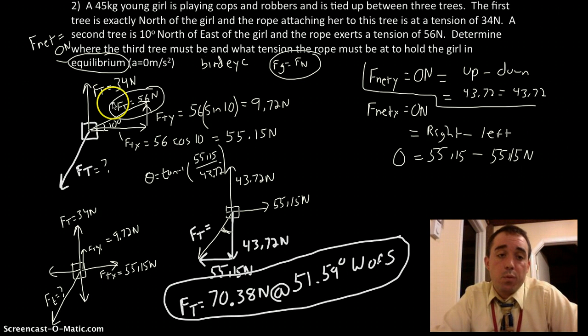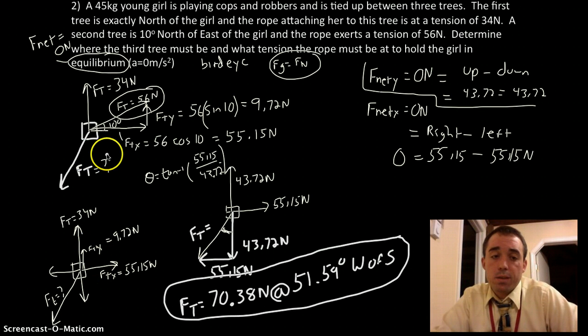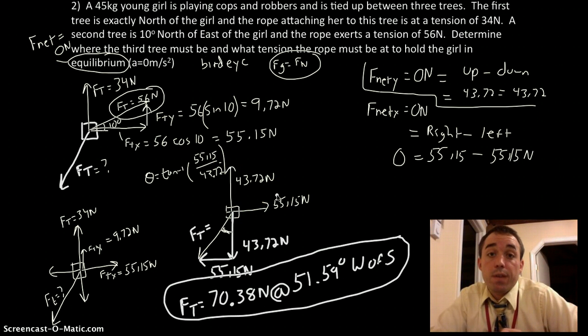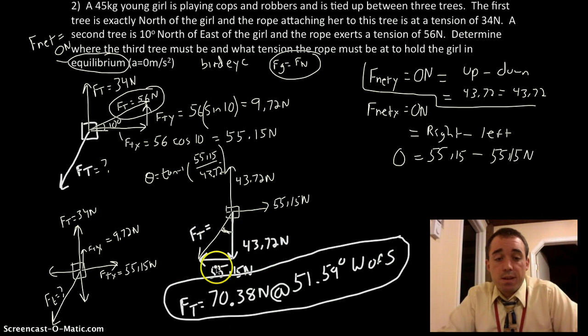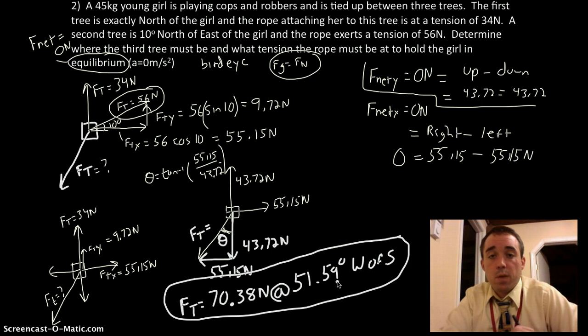Key parts were: break the angle here into its two pieces. Use those two pieces to find the net force up, the net force over. We have to set other forces on this triangle to cancel those net forces up and net forces to the right that we found in the beginning. And then using those net forces, the thicker lines right here, we can put them together using the Pythagorean theorem to get 70.38 newtons and use the inverse tangent function to find the angle, 51.59 degrees west of south.